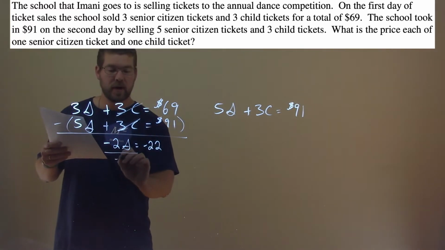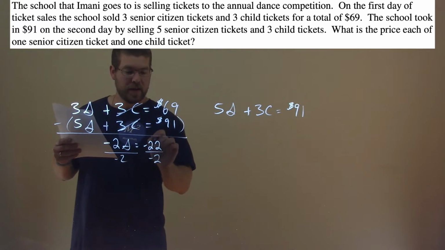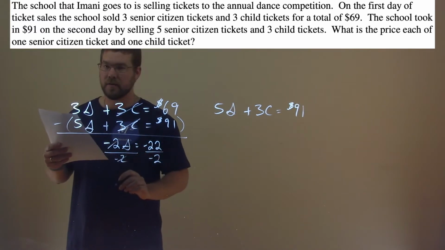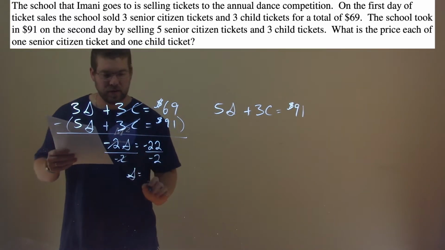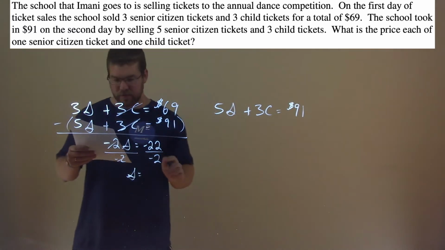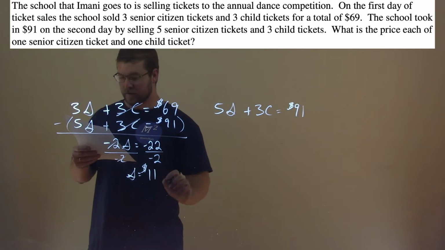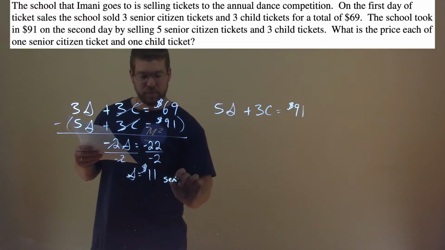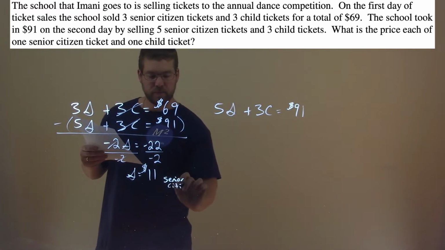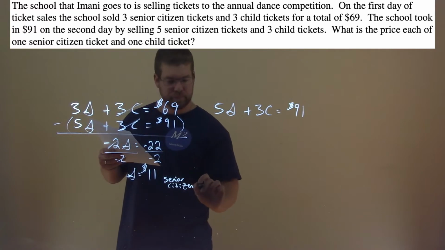I divide both sides by a negative 2. Negatives cancel on the right, negative 2's cancel on the left, and s equals negative 22 divided by negative 2, which is a positive 11. And so $11 is the price of a senior citizen ticket.